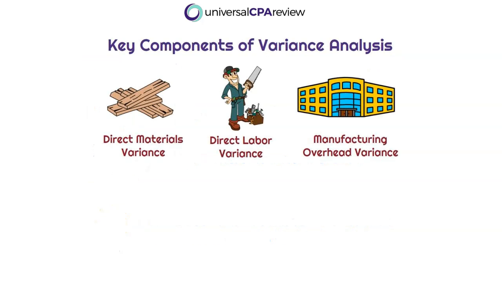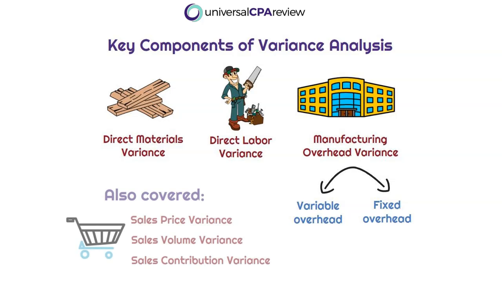So from a manufacturing cost perspective, there's three main types of variances that we're going to focus on. That's direct material, direct labor, and manufacturing overhead, which will split into both variable and fixed. So those are the main types on the cost side. We'll also touch on the selling price, the sales volume, and the contribution margin, because we also need to understand variances on the revenue side of things, because that impacts profitability as well.